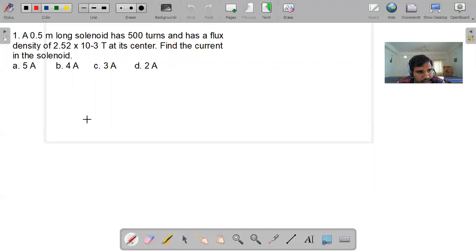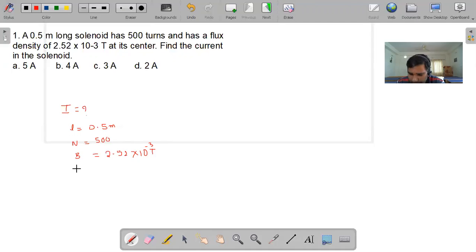Current I we have to find, current I is equal to question mark. 0.5 meter long, so the length of the solenoid is 0.5 meters. It has 500 turns. The number of turns is 500. Flux density, so the magnetic flux density B they have given, that is equal to 2.52 into 10 power minus 3 Tesla. Okay. Now find the current in the solenoid.